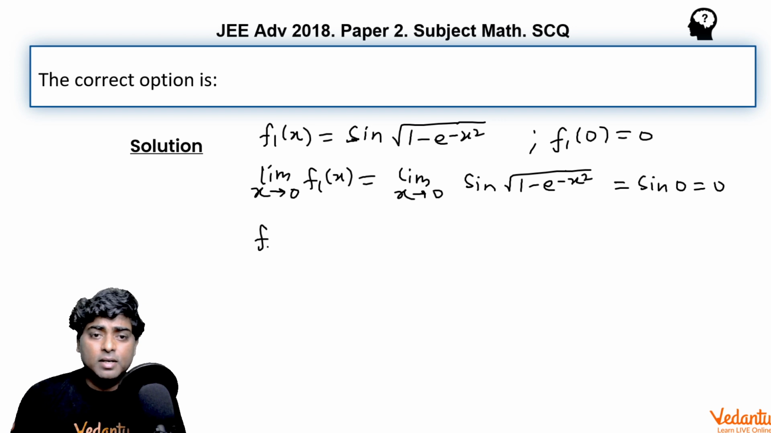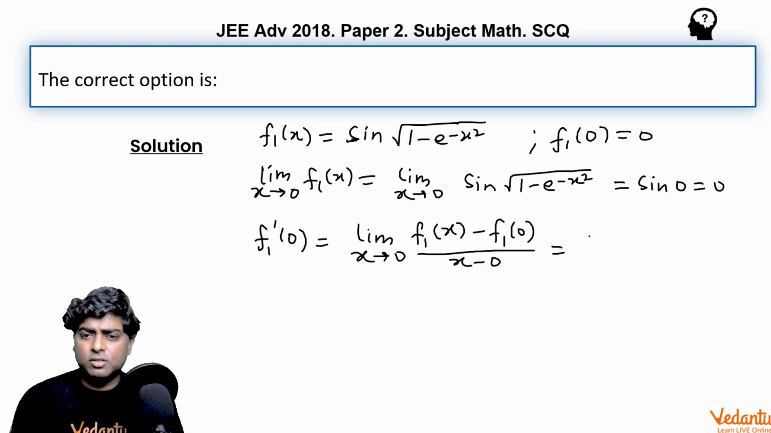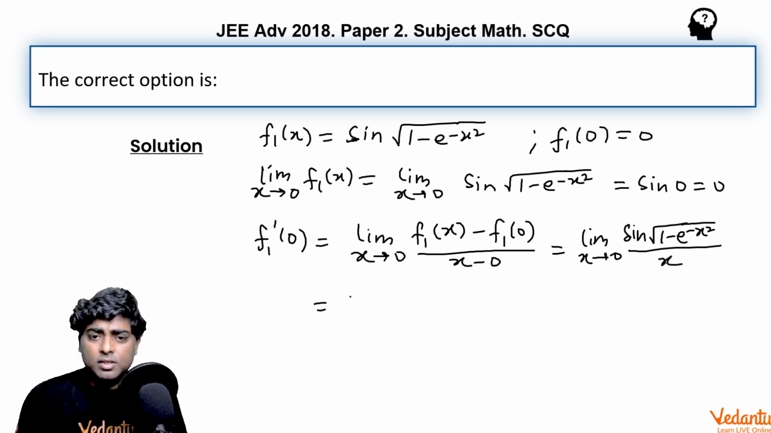For differentiability, going with the first principle, the formula is limit x tending to 0, f1(x) minus f1(0) divided by x minus 0. f1(0) is 0, so I can write directly sine of under root of 1 minus e raised power minus x square upon x. Let's see how this limit can be found easily.